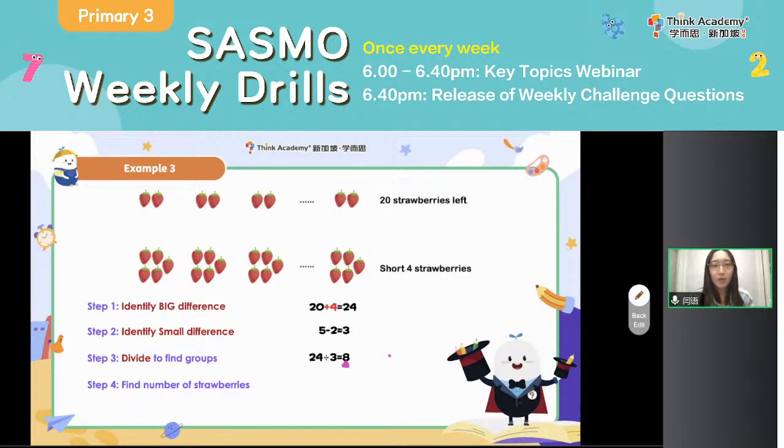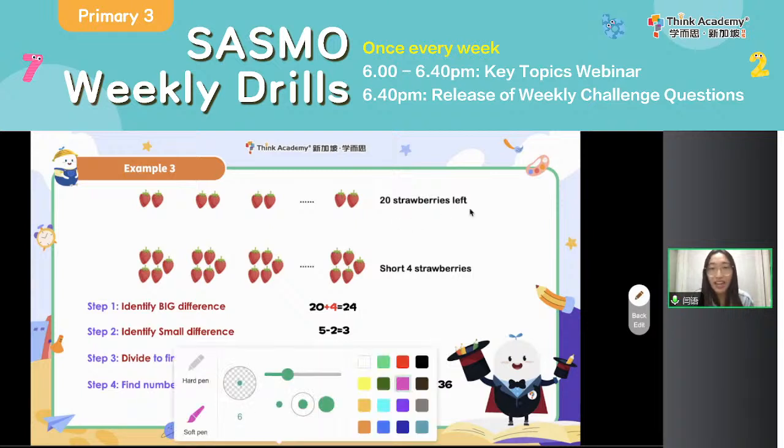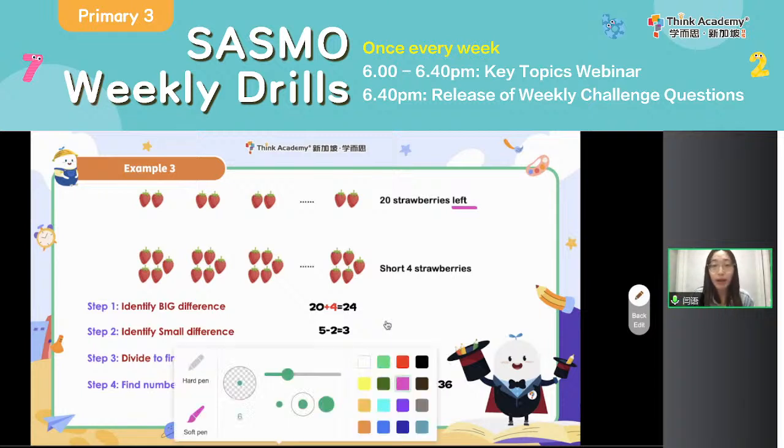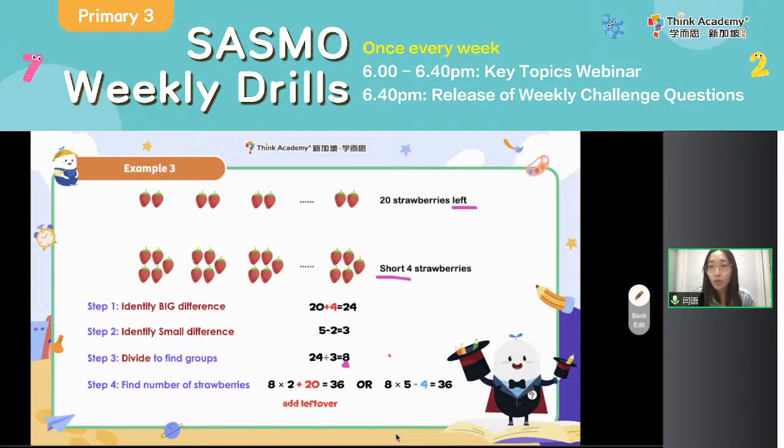So following this, what should we do? Actually, there are 2 scenarios, right? Everyone, pay attention to the operator. If you just focus on the first one, it is 20 strawberries left. So what should we do with the excess? Do you remember that? It should be addition. We need to add the leftover. And if you just focus on the second scenario, it is about the shortage. So what should we do with the missing part? You need to subtract.